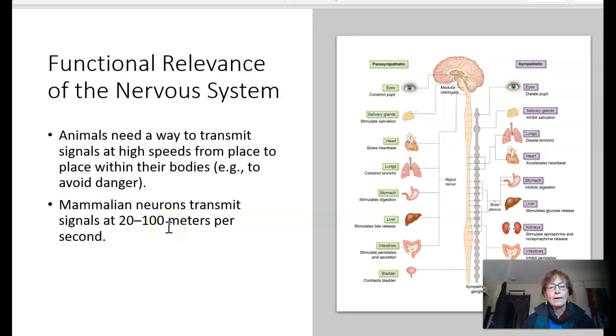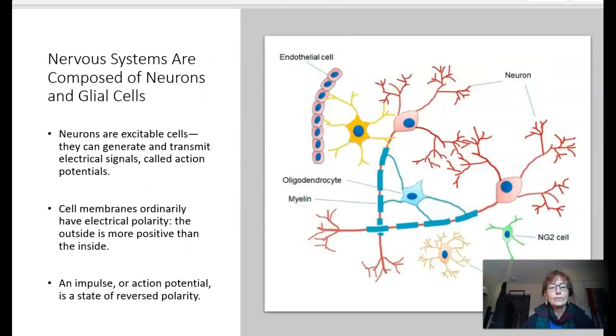pretty big range. Part of the difference in how quickly these signals transmit is the length of the neuron, whether or not that neuron is myelinated, and also how thick the neuron is. Some neurons have much thicker axons than others. In general, the ones that have thick axons and are myelinated are the fast ones. We'll see that again coming up.